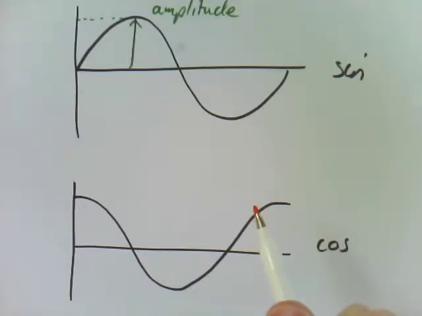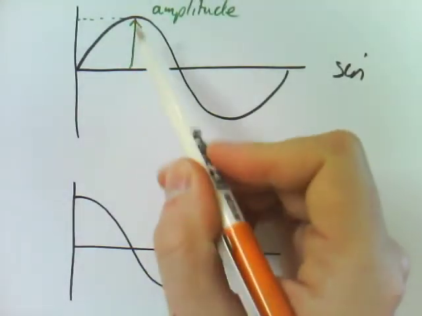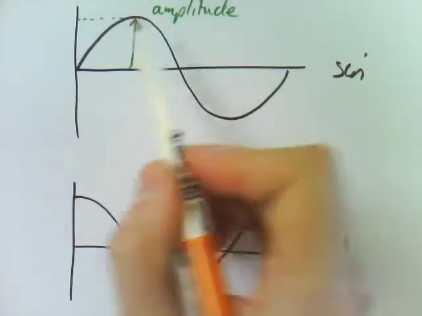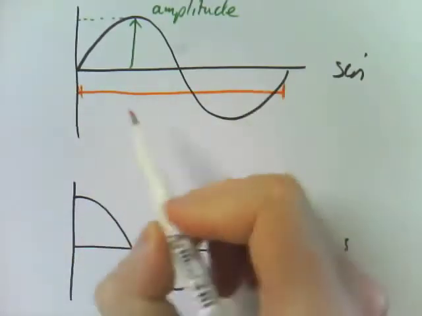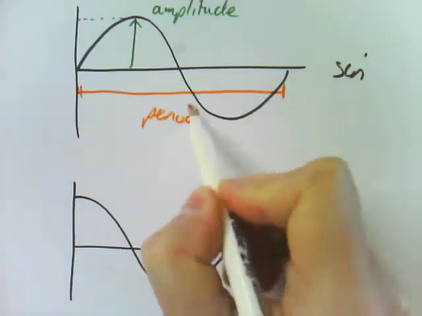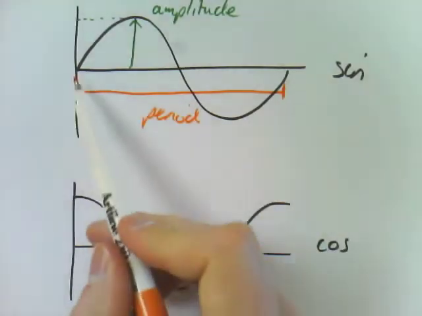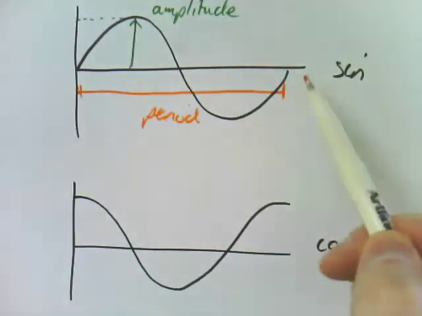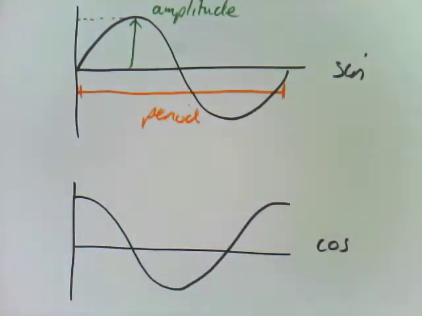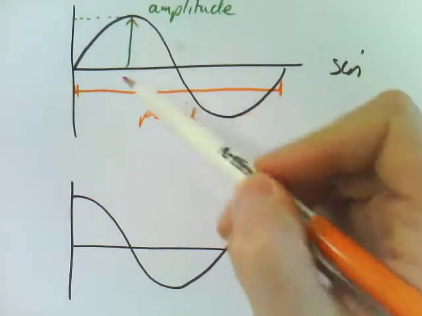Start again. So this green height here is the amplitude. This orange distance here is called the period. Okay, so a period is one full cycle. So this graph will repeat exactly this, another one. Okay, so this distance is the period, this height is the amplitude.